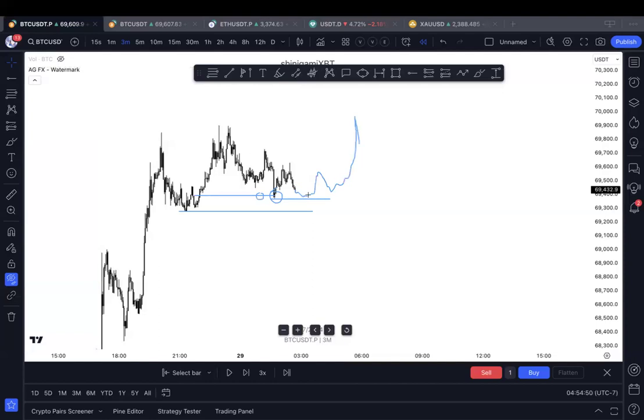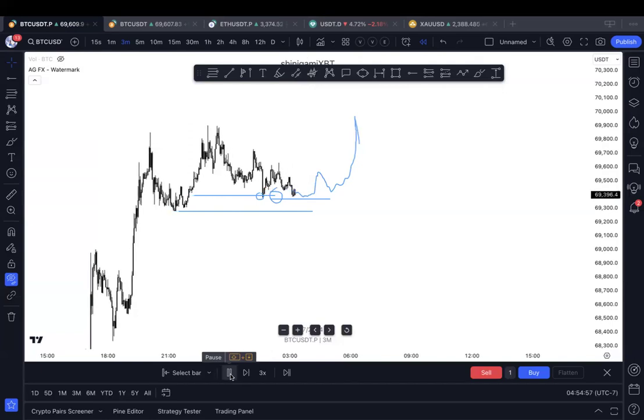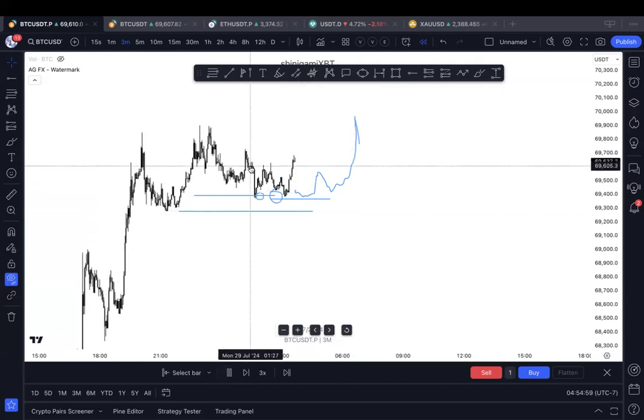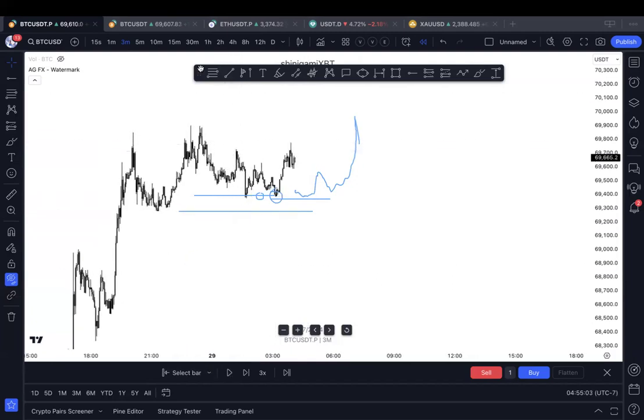And this was where my entry itself was. And if you do play this a bit more, that's where the low continues to hold, and that's where it does go up from afterwards. And I think I do partials around here just because we SFP'd an internal high, and we are pretty much compressing here.